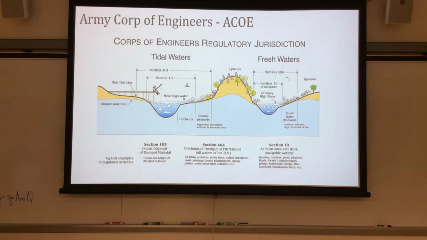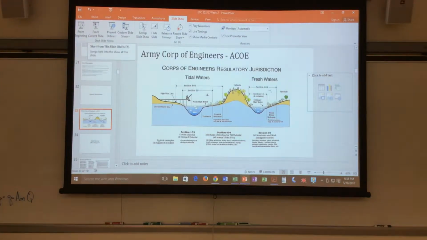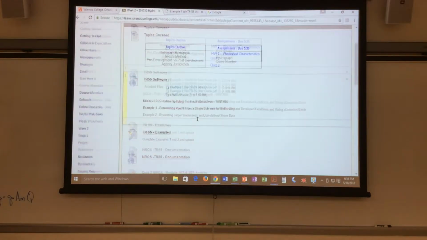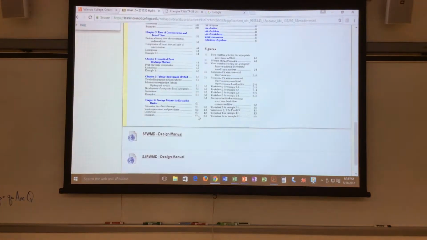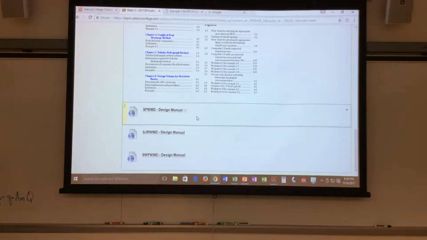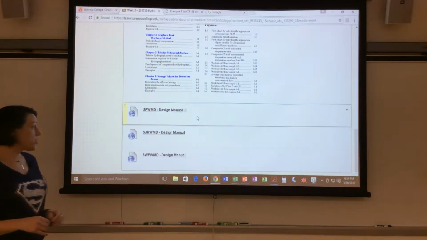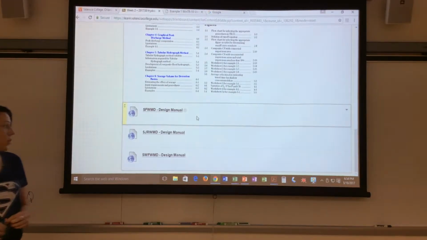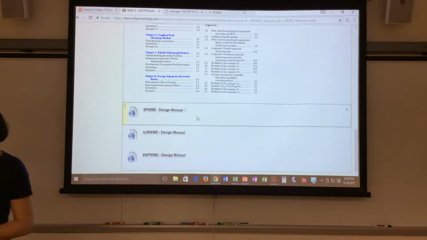But what I want to show you is, if you go to Blackboard, or if you go online, you can see down here at the bottom I have listed South Florida Water Management District, St. John's Water Management District, and Southwest Florida Water Management District. They're design manuals. I just want to show you their design manuals, they tell you what you have to design to.